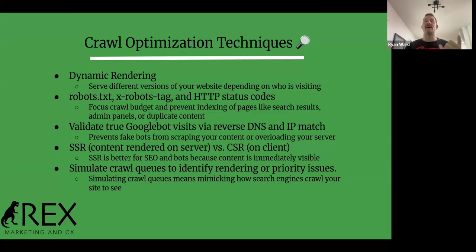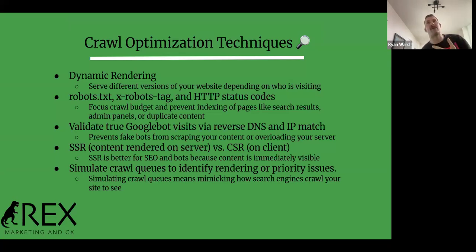Another technique to look at is your robots.txt, X-Robots-Tag, and HTTP status codes. Again, if you're not familiar, these are files within your website that help crawlers understand what to crawl, what not to crawl, what to index, what not to index. For example, in your robots.txt file, this is where you're going to mark pages as index or no index so that crawlers know what they should be looking at, what they shouldn't be looking at. And similar across X-Robots-Tag and HTTP status codes.